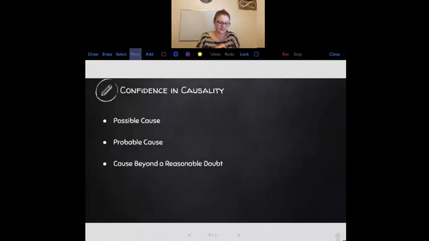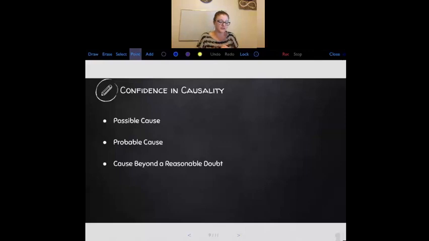Probable, likely. What probable means is that there's enough evidence to have strong confidence in a causality, though some other explanation might be possible. Even if that other explanation is unlikely and it exists, it would say probable cause. And then the third is cause beyond a reasonable doubt. All other explanations have been exhausted. There's no other explanation. The causal relationship is considered proven.